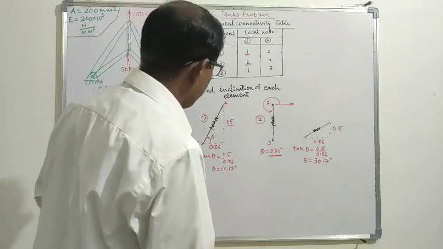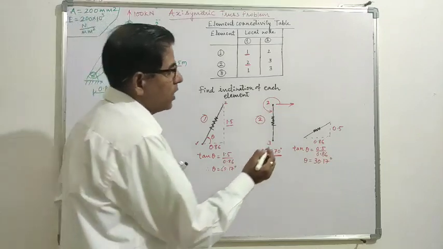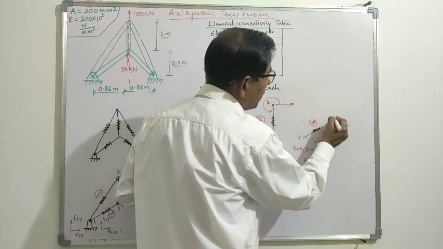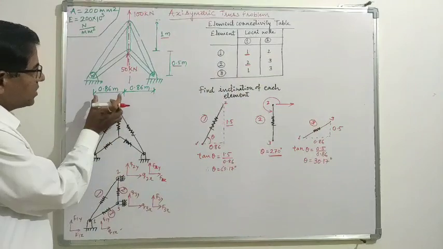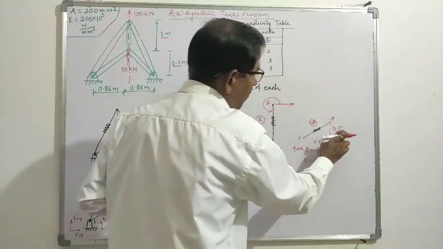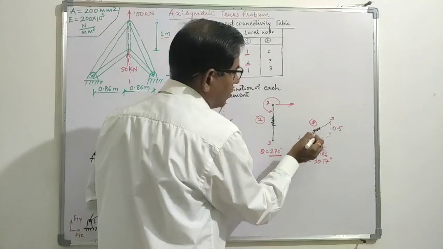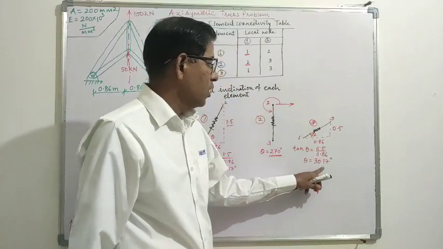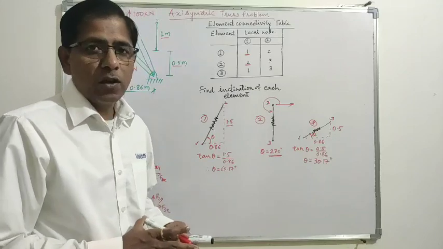Okay. Similarly, element number 3 is made up of node number 1 and node number 3. This distance is 0.86 and this distance is 0.5. So if you calculate the angle theta here, this theta comes out to be 30.17. So these are the inclinations of the individual elements.